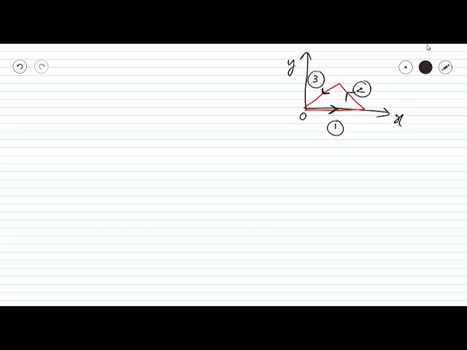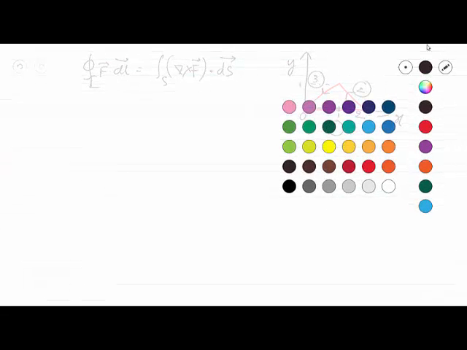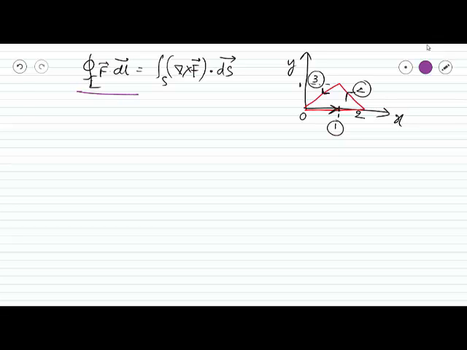Again this point is 0, this point is 1, this point is 1 here and this is 2 here. Now let us do the same thing again. Closed integral over L of F bar dot dl bar is equal to the surface integral of del cross F bar dot ds bar. Now the same problem we are doing but with change in direction. If we consider the left hand side, it can be divided into three paths again: path 1 F bar dot dl bar plus path 2 F bar dot dl bar plus path 3 F bar dot dl bar.